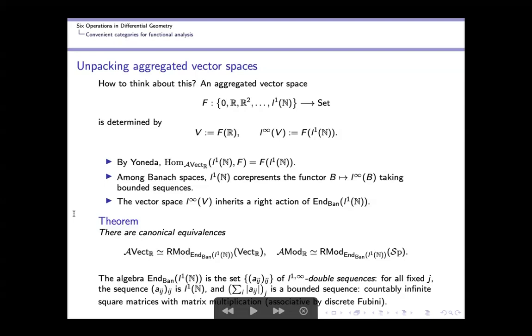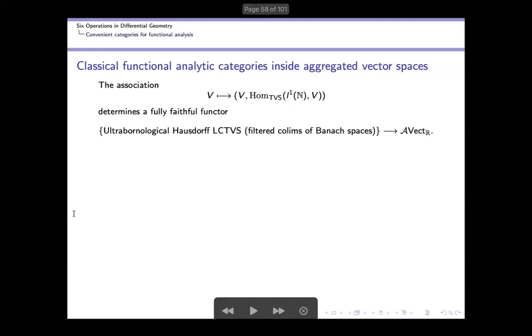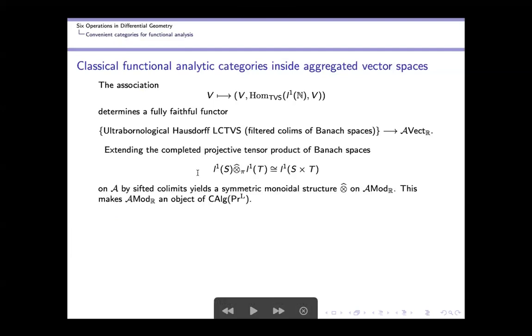Okay, so now let me explain to you why this category is symmetric monoidal. First, you can think of any topological vector space as such an aggregated vector space. Because what is an aggregated vector space? It's a vector space with a set of bounded sequences. Well, if you have a topology, you have a notion of bounded sequence, right? So there's a functor from topological vector spaces to this new category.